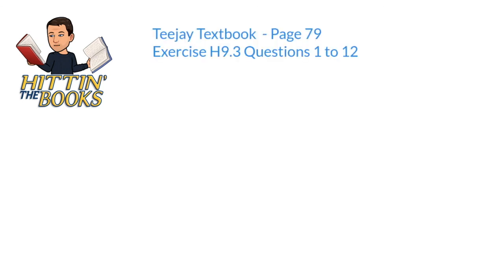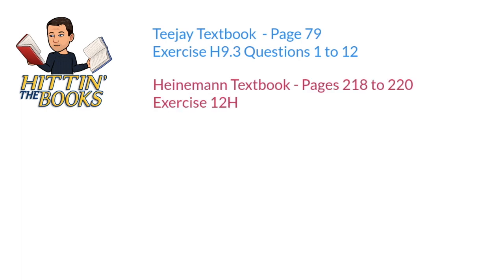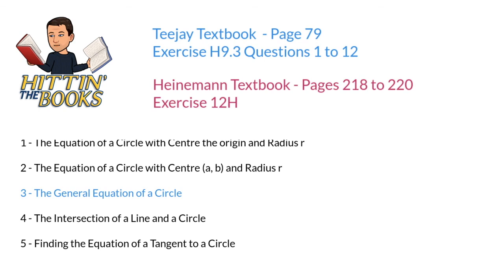Okay, it's now over to you to get some practice with the general equation of a circle. If you're studying the TG textbook, then you want to go to page 79, and that exercise has some really good questions, a couple that are particularly challenging, so that'll be very good practice. Similarly, if you're studying Heinemann, then there will also be some excellent questions on pages 218 to 220 of exercise 12H. It's really important you get that opportunity to practice, as you're now more than halfway through this particular topic, and you must get some expertise in identifying the center and the radius of a circle, moving between the forms and solving some geometry problems.